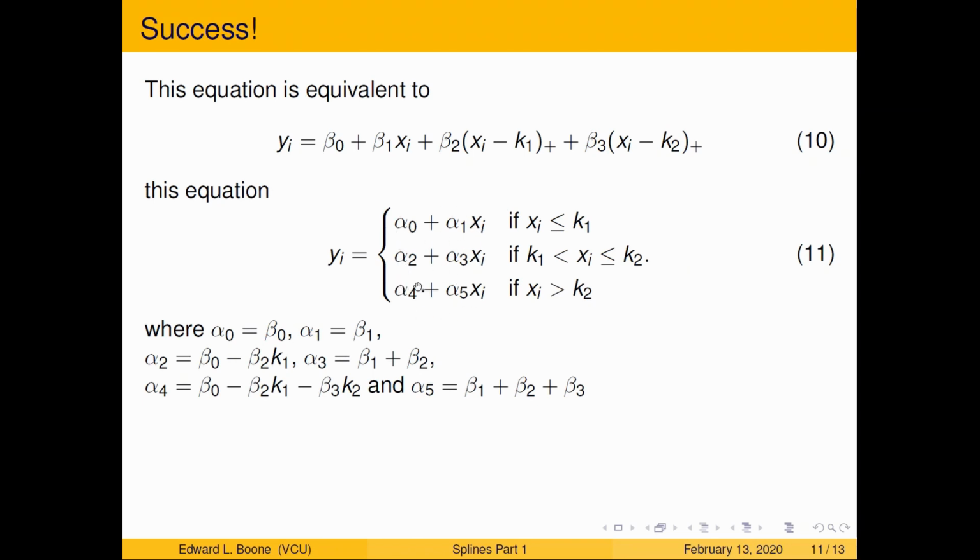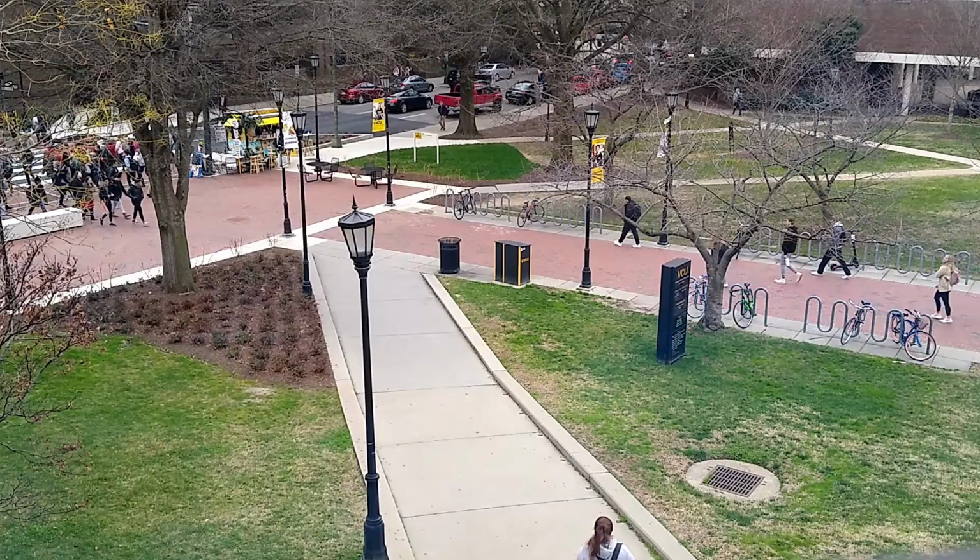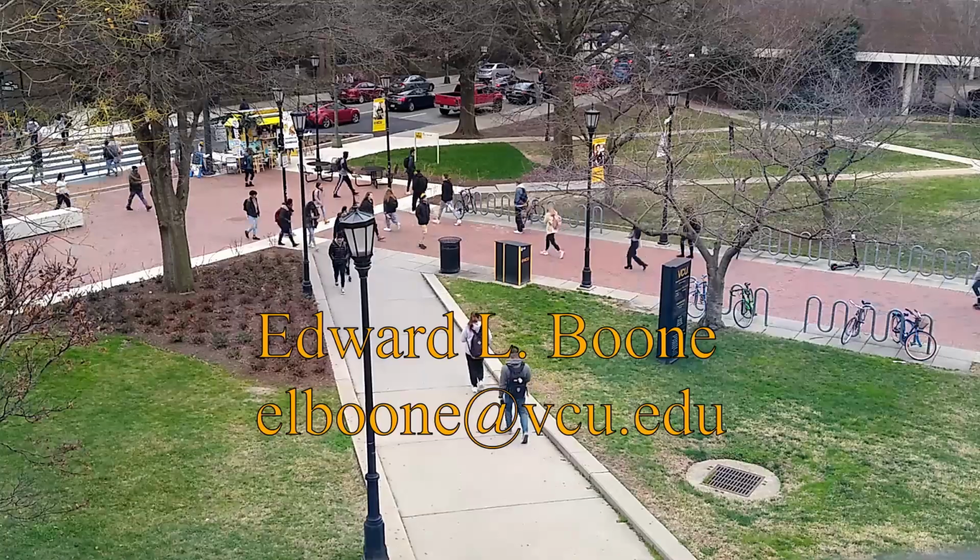And that's what I'm trying to get across today. It's just a generalization of lines, and we can do this pretty easily with the algebra. So we can fit this model using multiple linear regression. It's pretty easy. We have beta 0, beta 1, beta 2.